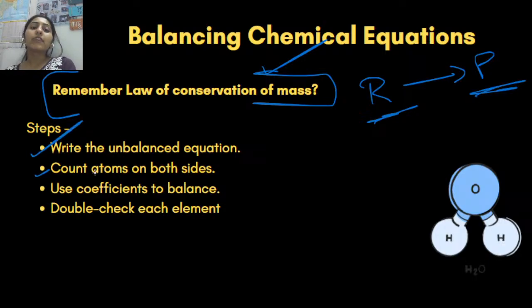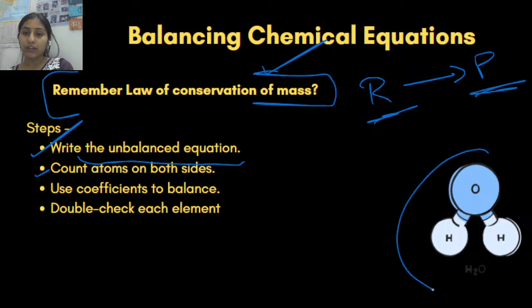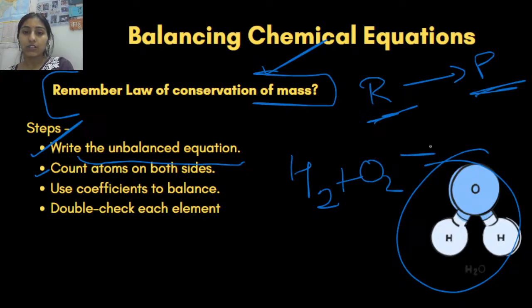First is to write the unbalanced chemical equation. Suppose we have this particular reaction. How does water form? It is H2 plus O2 gives H2O. This is the particular reaction: H2 plus O2 gives H2O. Hydrogen is reacting with oxygen to give water, right?